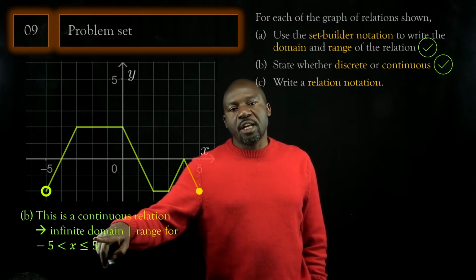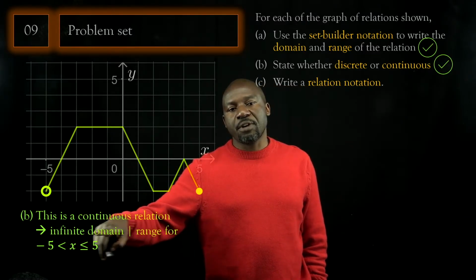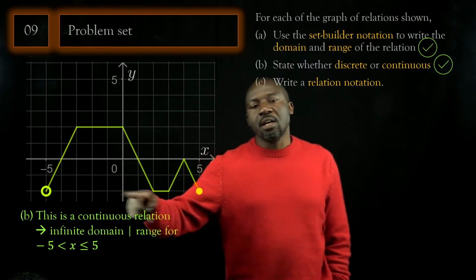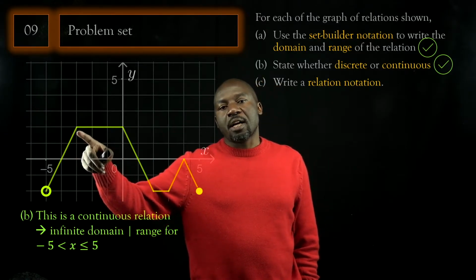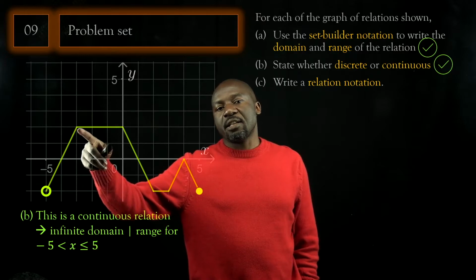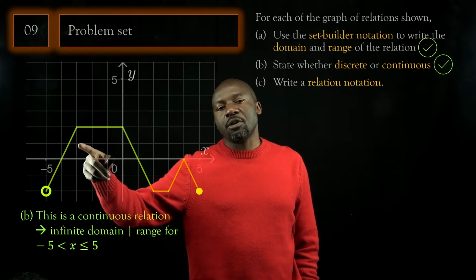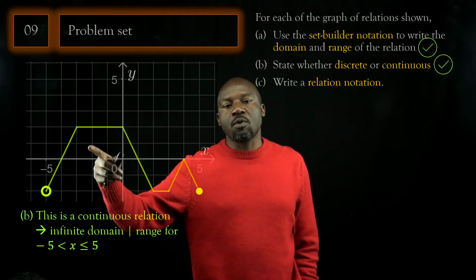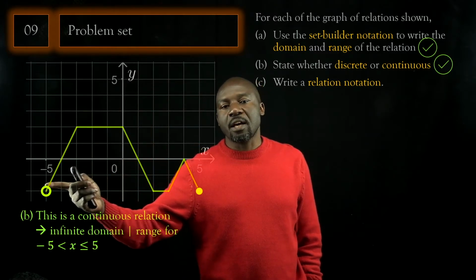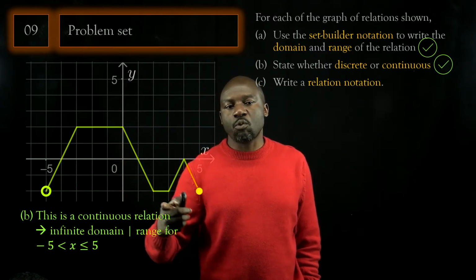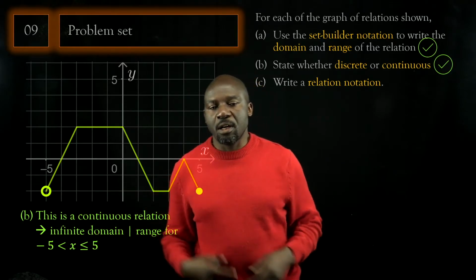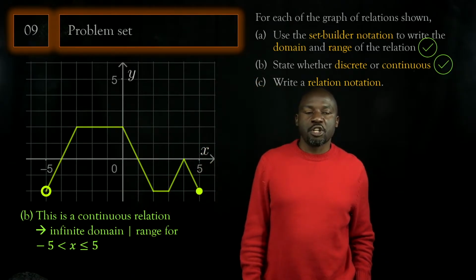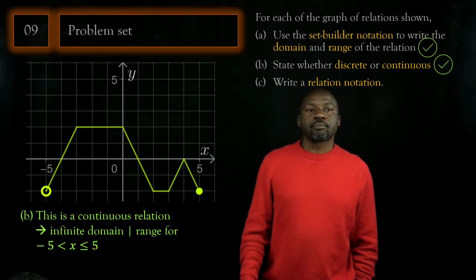The domain contains infinite possible values of X, anywhere between here. So I can have 3, I can have 3.5, I can have -3.2, -3.005, -3.142, whatever you like. There are infinite variations within this domain, -5 to 5.